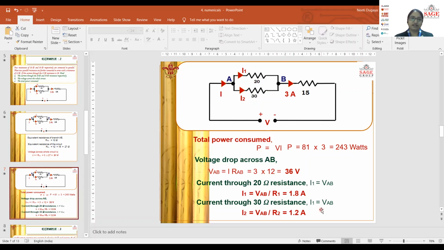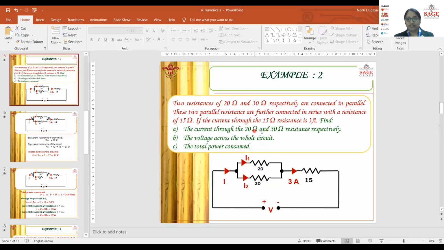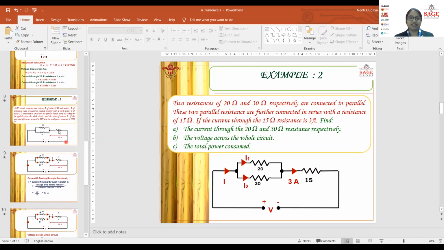So that is how we calculated the current flowing through 20 ohm and 30 ohm. We have calculated the voltage across the whole circuit, and we have calculated the total power consumed across the circuit too. Okay, now let's move towards the third numerical.